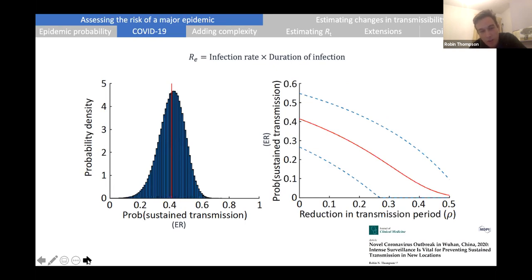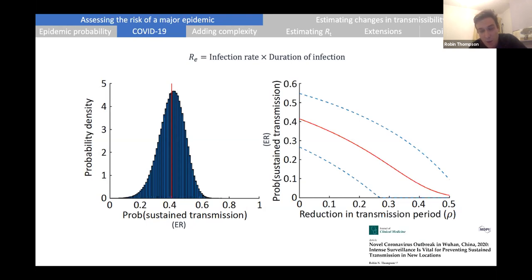And the key output of this modeling approach isn't the precise value for the probability of a major epidemic. I think there was a huge amount of uncertainty about the epidemiological parameters at that stage of the epidemic. So the key output wasn't the exact value for the probability of getting a major epidemic, but rather it was this graph on the right-hand side. This graph essentially says, what can you do about it? What can you actually do to reduce the risk of getting a major epidemic?